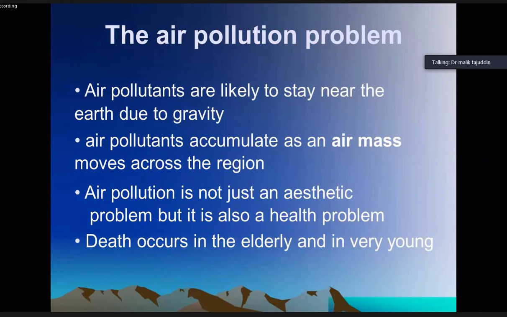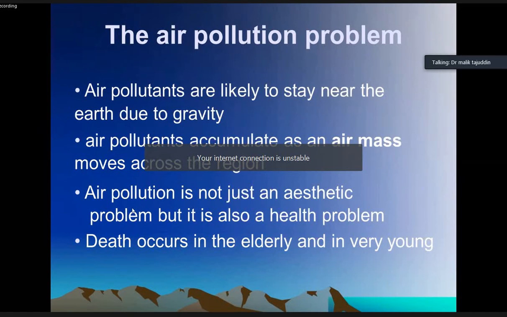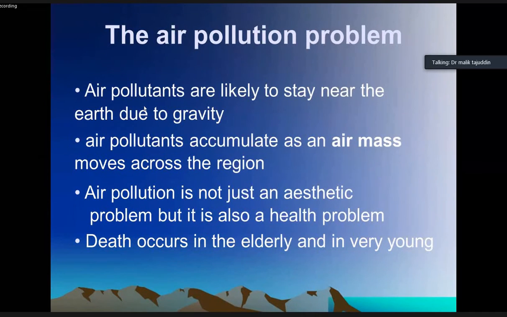The problem with air pollutants is gravity. They tend to stay near the earth in the lower atmosphere, and these air pollutants accumulate as an air mass moves across the region.